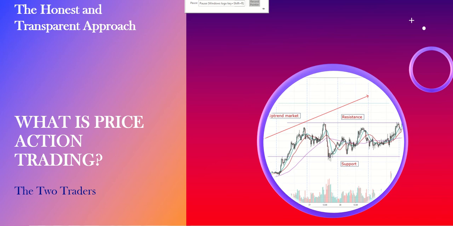We're going to look at price action trading. What is it and how can we use it? I'm not going to go over every scenario, but we'll take a little look at one of the ways that we can use price action trading.